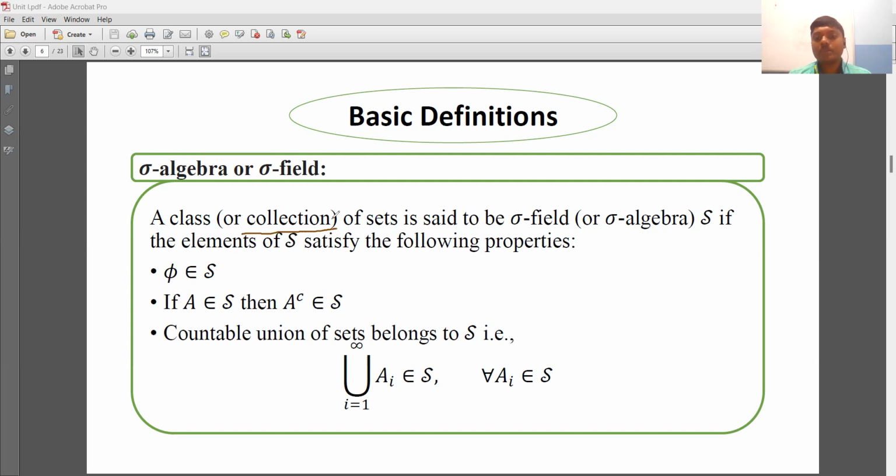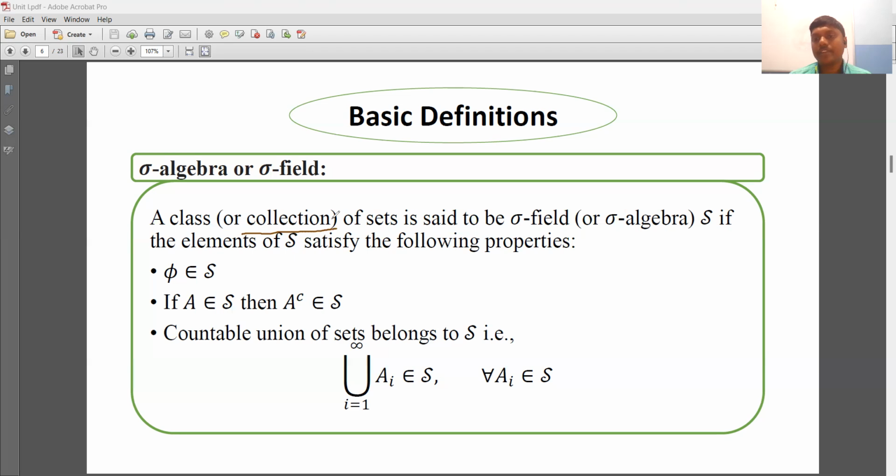It is said to be the sigma field or sigma algebra script S if the elements of script S satisfy the following properties. So I have a set of sets which satisfy certain properties, then we call that set a sigma algebra or sigma field. It's a structure. Now, what are those properties?